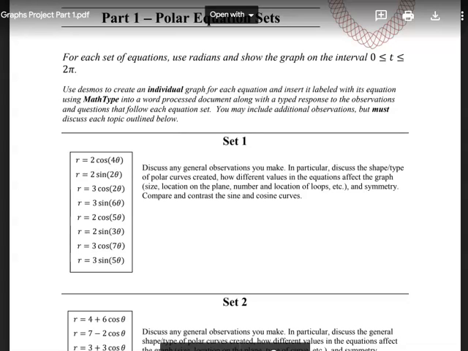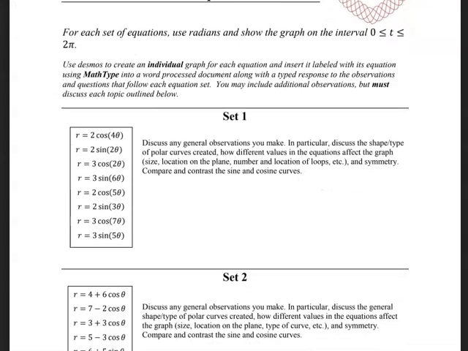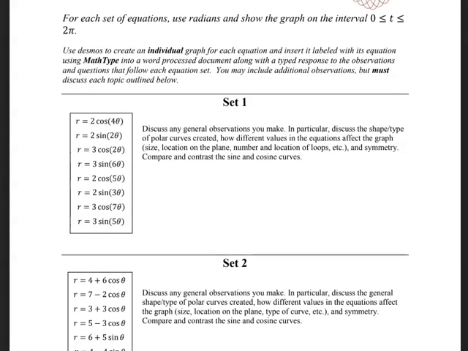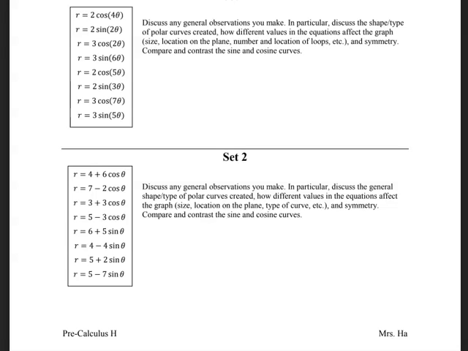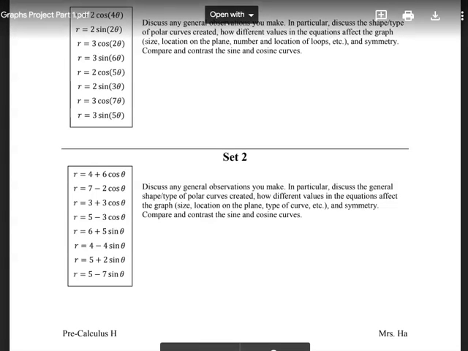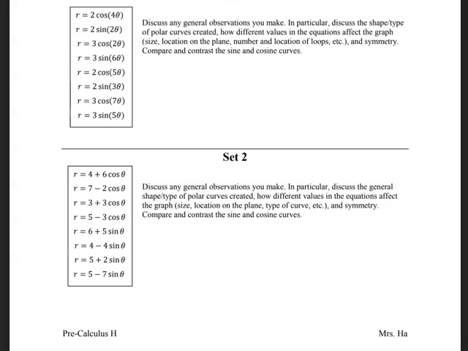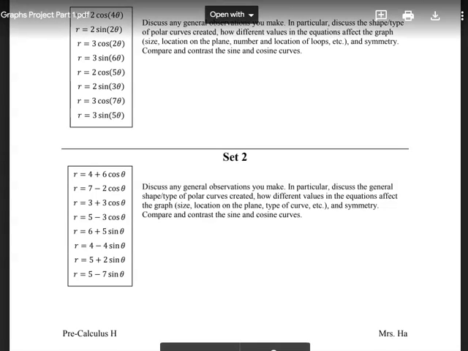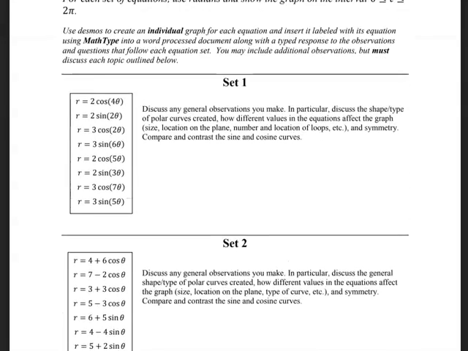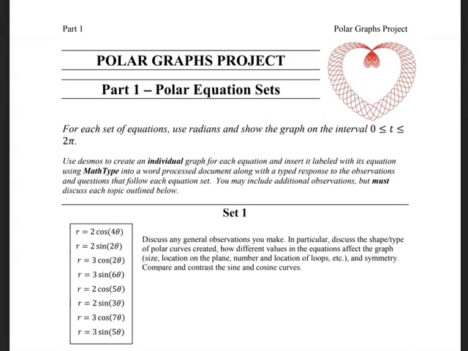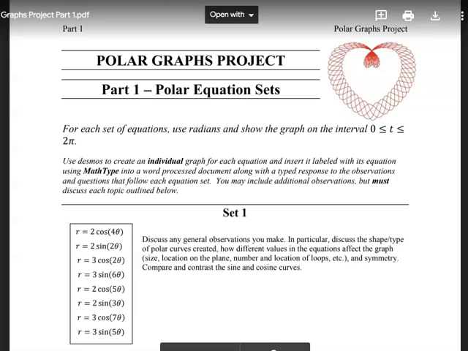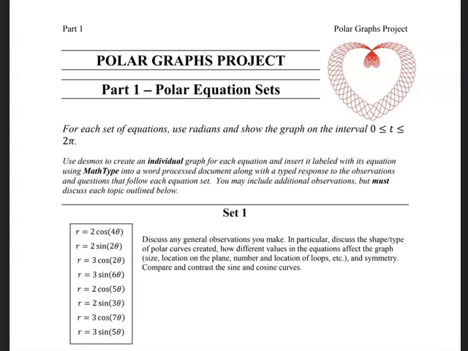And then next to it, on the right it says discuss any general observations, and I list off different things that you should make sure to include when you are talking about your graphs. Same with set 2: you'll see the set of equations on the left, and on the right the list of things I want you to touch on in your analysis of those curves. Also, as you are putting this into Desmos, use radians and show the graph on the interval between 0 and 2 pi.